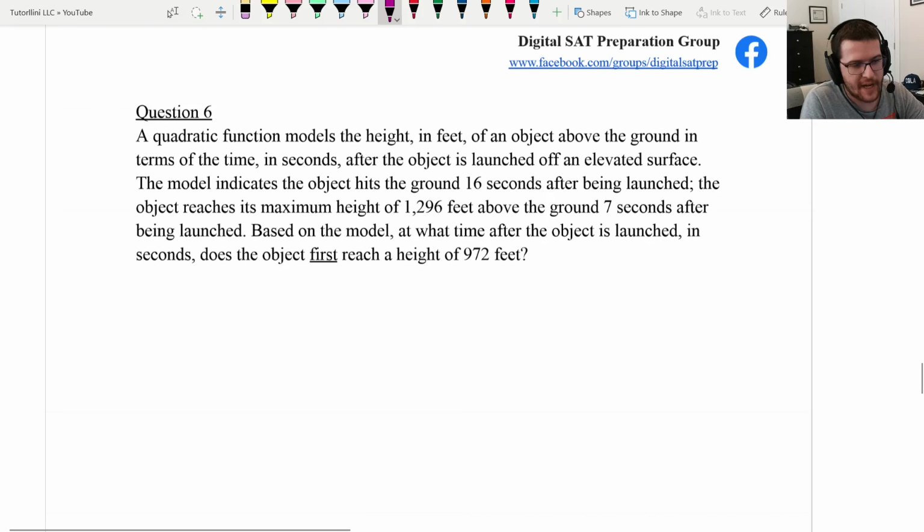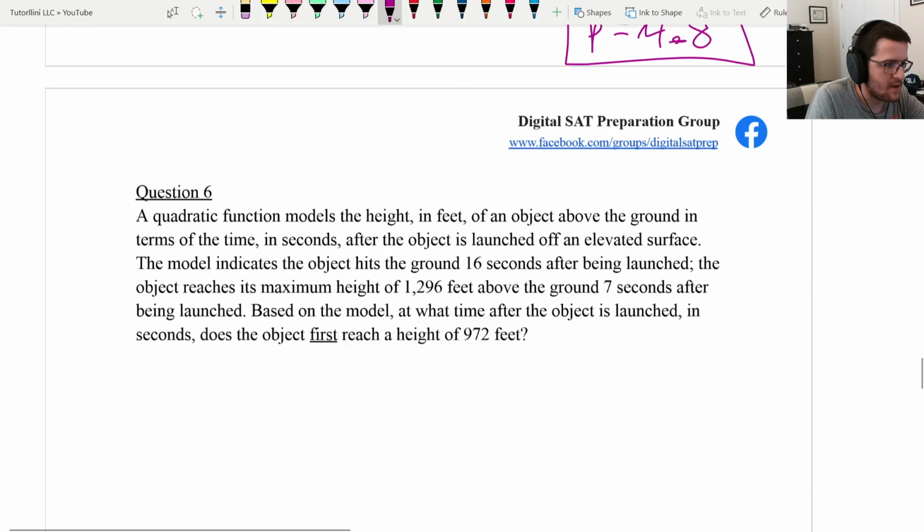Okay, this one's not so bad, and Desmos is actually really helpful for this one, but we're going to do it all by hand just to practice. Whenever you see a projectile quadratics question, there's three really important points you got to be aware of. The initial height, which is the y-intercept, the maximum height, which is the vertex, and the time it takes to reach the ground, which is the positive x-intercept.